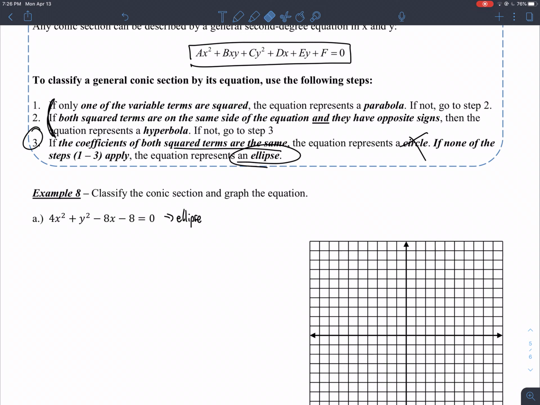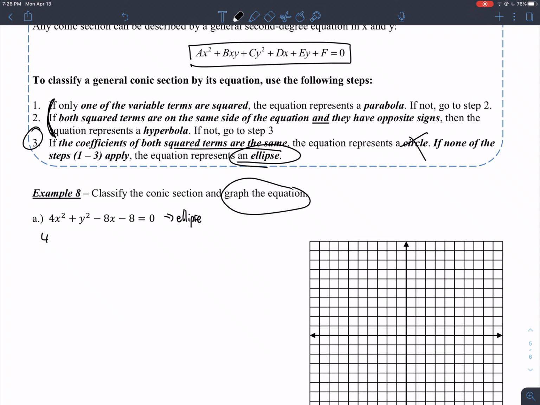So let's figure out how to write this in standard form so that we can then go and graph it. Alright? So we know it's an ellipse. Let's write it in standard form. The way you do that is arrange the variable terms so that corresponding variables are next to each other, and then you complete the square. Okay? So I'll show you how that works.